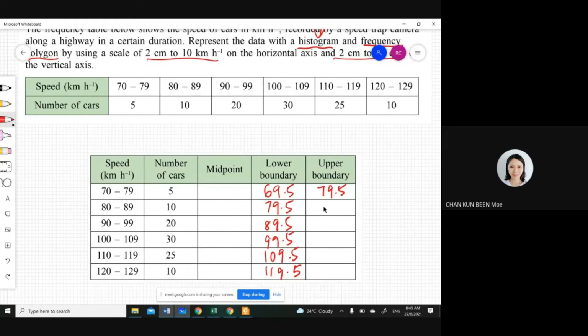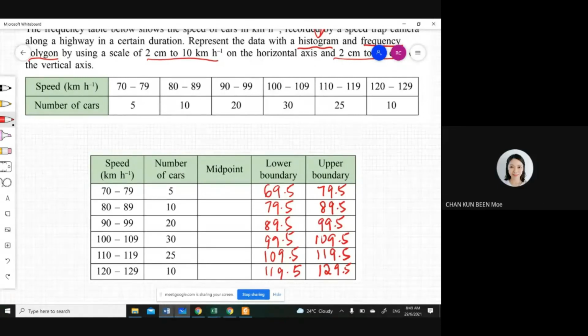What about this one, the upper boundary? First one already done, 79.5. So the upper boundary for this one is? 89.5. Correct. The next one? 99.5. Correct. Followed by 109.5, 119.5, and 129.5. Are you okay?